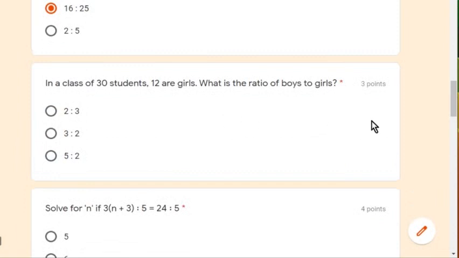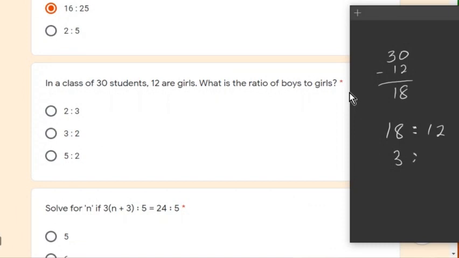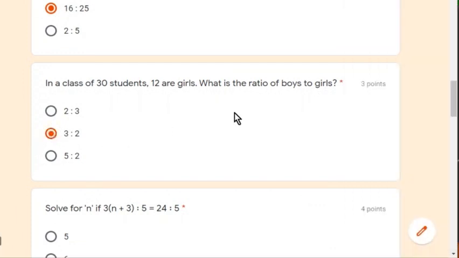In a class of 30 students, 12 are girls. What is the ratio of boys in the school? Okay, so we have 30 students and 12 are girls. If you want to know the number of boys, we just subtract the 12 from the 30, and that gives us 18. So the girls are 12 and the boys are 18. So that means I have a ratio of 18 is to 12. And when I break this down, I can use 6 to divide. 6 will divide 18 three times, and 6 will divide 12 two times. So the ratio is 3 is to 2.